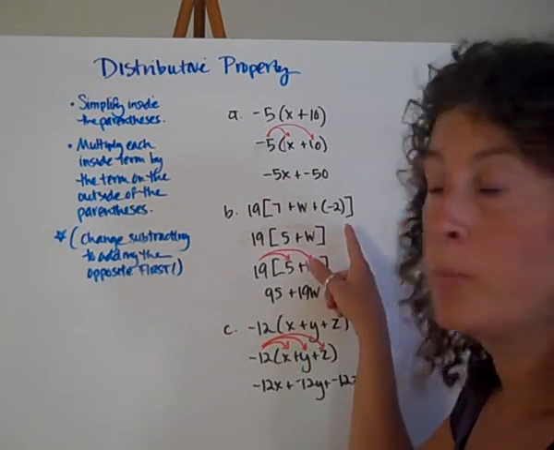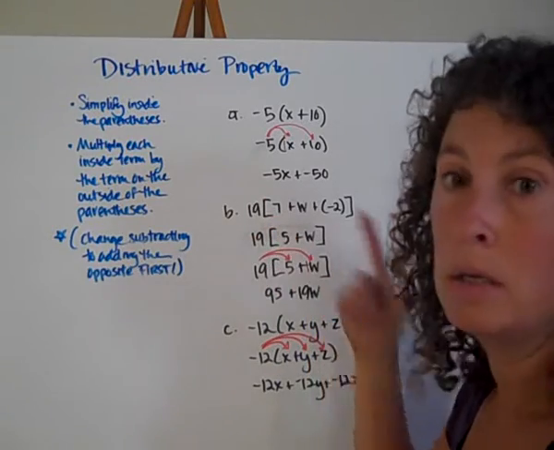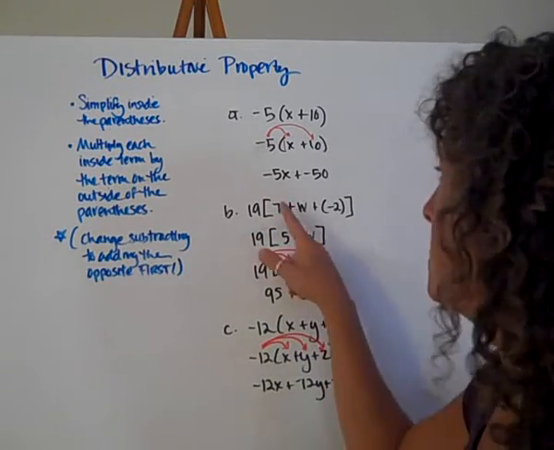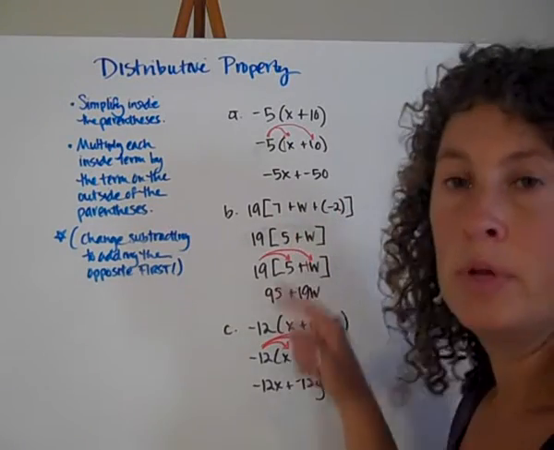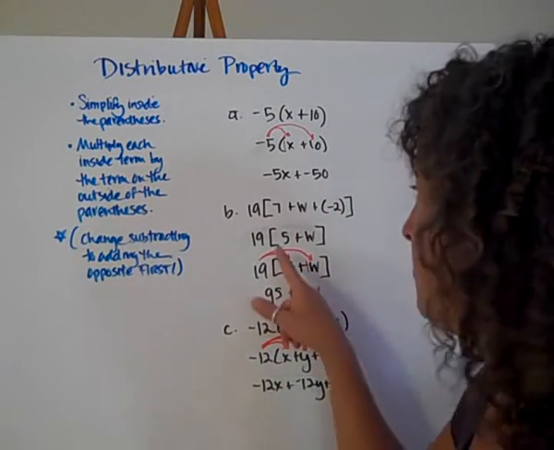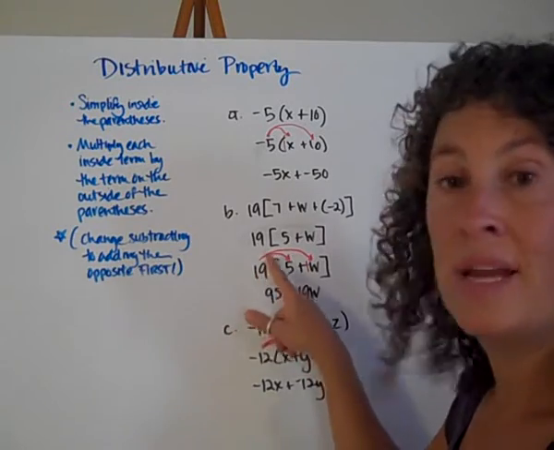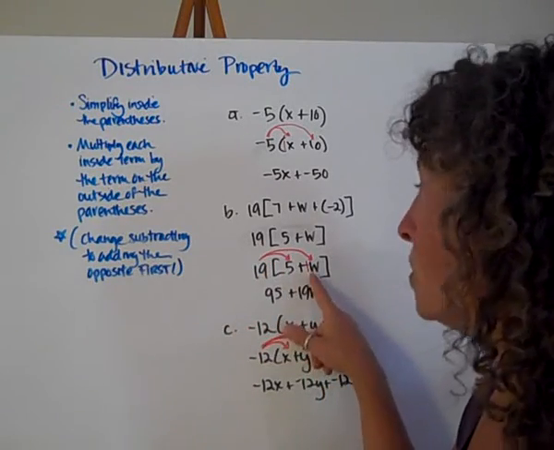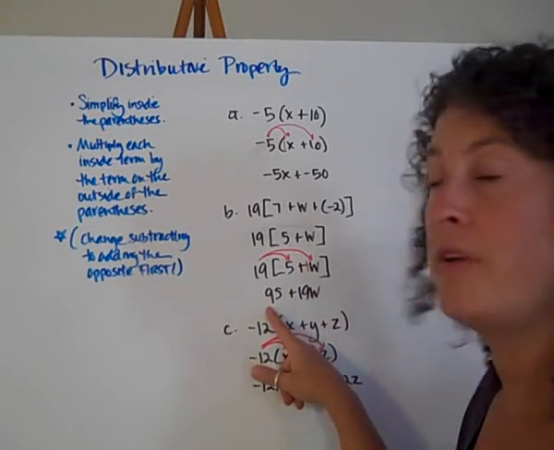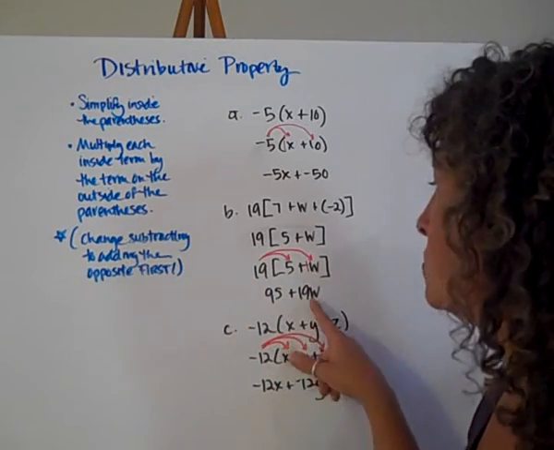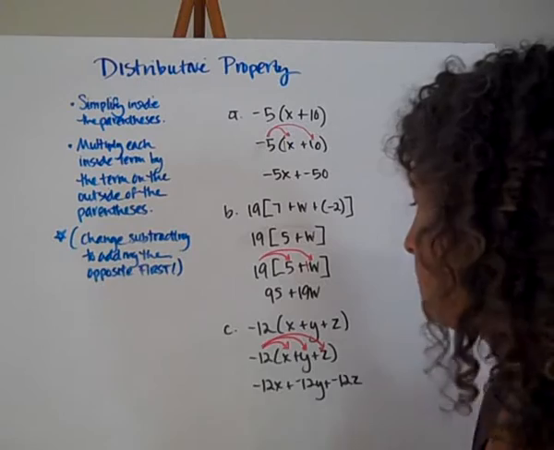Let's take a look at one that's a little bit longer. I have 19 and then with a bracket. Brackets work the same as parentheses. 7 plus w plus -2. Notice the -2 and the 7 are alike, so I can combine them to 5. Now I'm going to do 19 times, and then the 5 plus w. Notice that w really has a 1 in front of it. I'm going to do 19 times 5, which is 95, plus 19 times 1w, which is 19w.